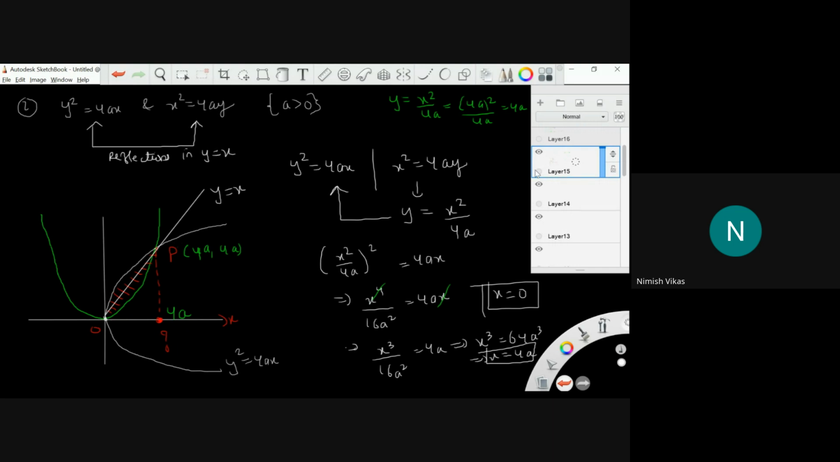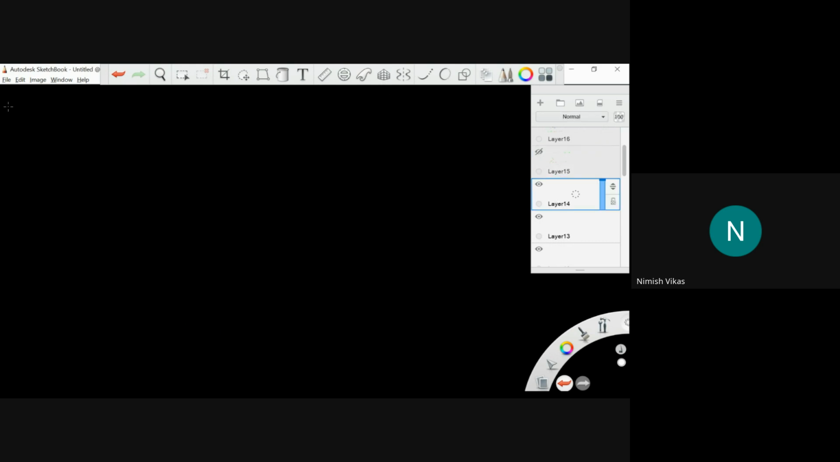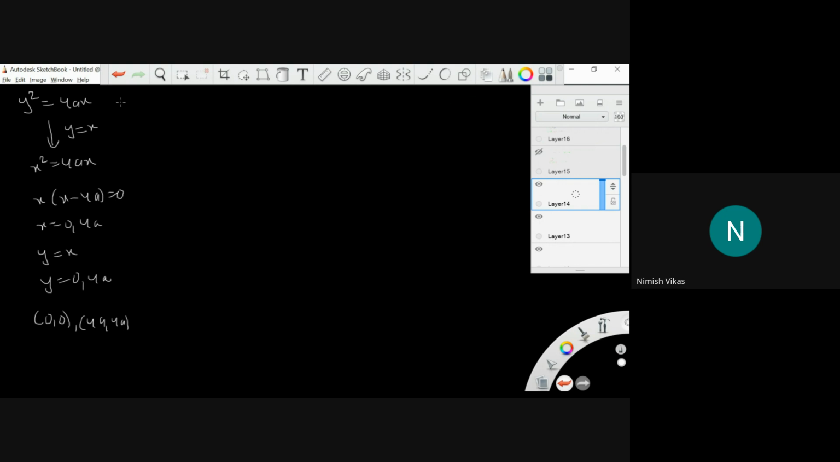So here, now if you notice, we did this lengthy calculation to find the point of intersection. Now let us say we have y square is equal to 4ax. If we put y is equal to x, we will get x square is equal to 4ax. So x into x minus 4a is equal to 0. So x is 0 and 4a. So very quickly we have found a solution. And since y is equal to x, y is also 0 and 4a. So we have 2 points, 0 comma 0 and 4a comma 4a. So like this you can find very easily the points of intersection.